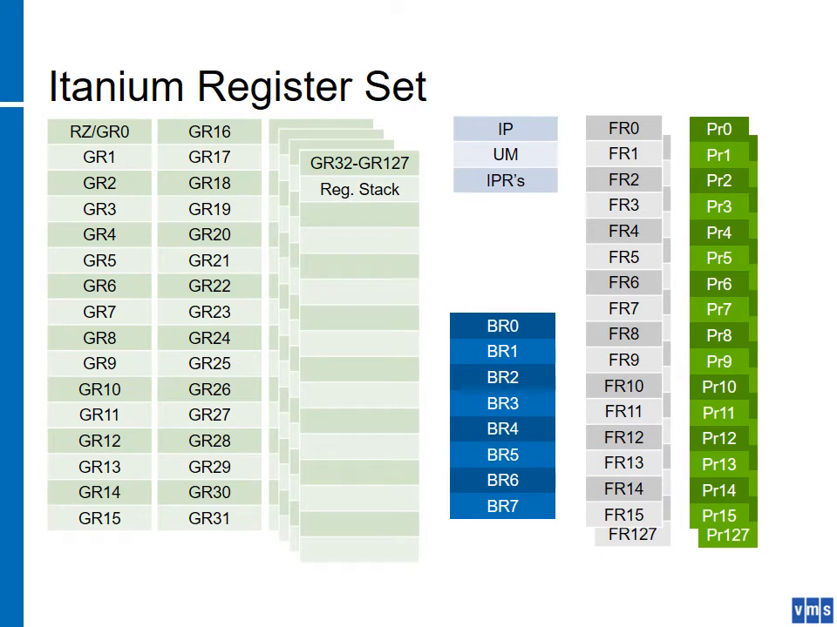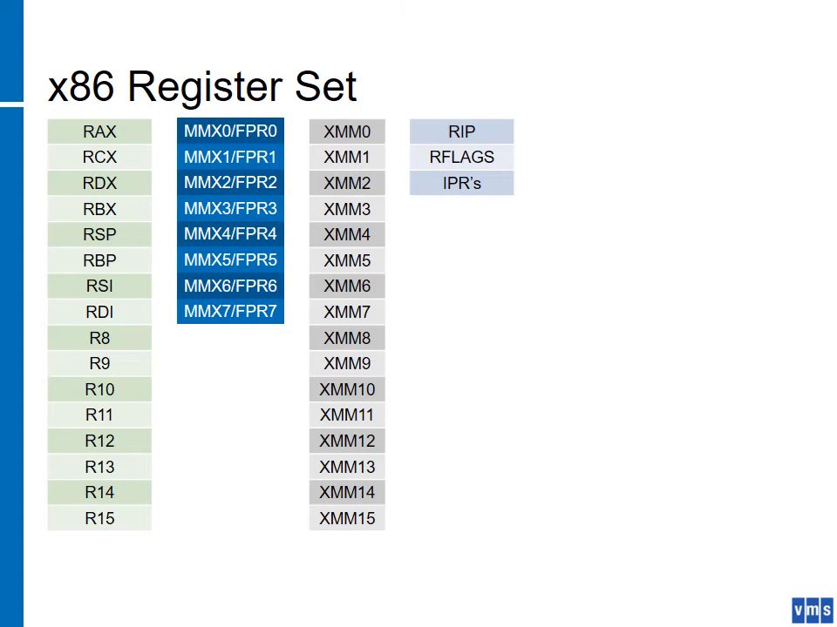So on Itanium we have 128 general purpose integer registers. We've also got 128 floating point registers, 128 predicate bits, 8 branch registers, an instruction pointer, the user mask, and then again several internal processor registers for the operating system's use.